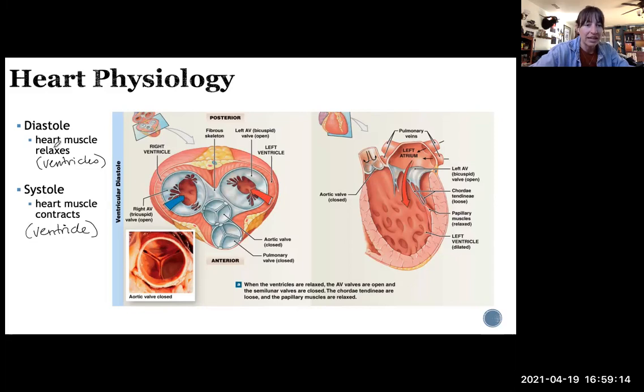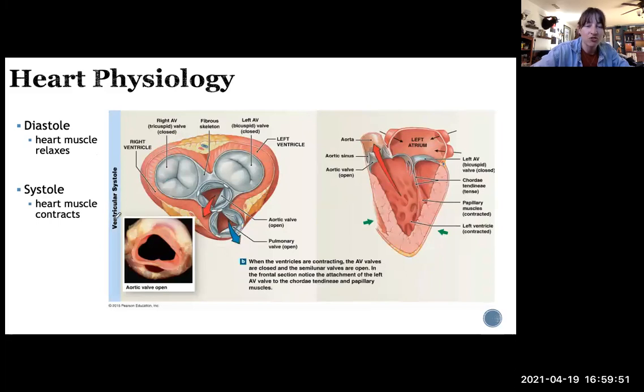You have relaxation of the ventricles, which means that the atria are contracting and forcing blood down. We're looking down at the heart. You're looking at the tricuspid valve and the bicuspid valve, because this is the back of the heart and this is the front of the heart, open as blood flows from the atria down into the ventricles, right? So the AV valves are open and your semilunar valves are closed.